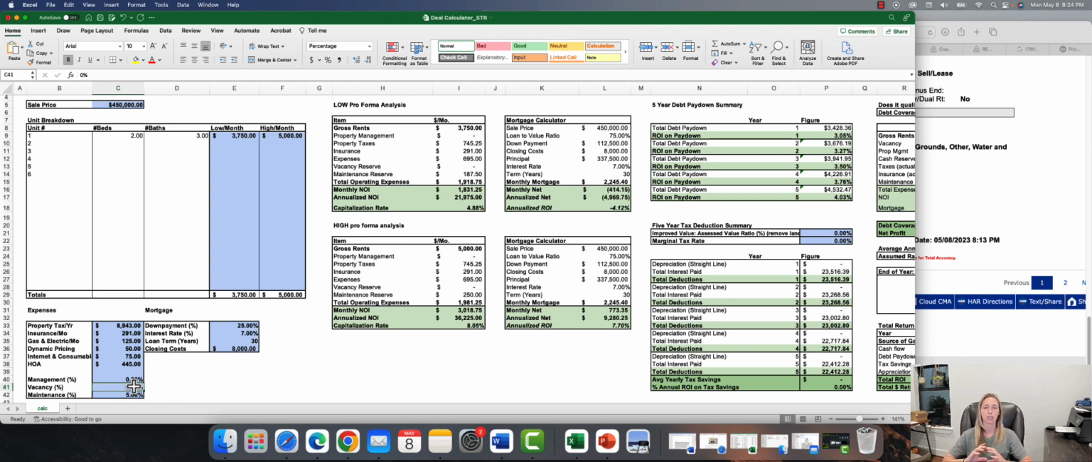Vacancy, that's already calculated in the AirDNA and the PriceLabs estimates. So I leave that at 0%. That's more for long-term rentals, but it's there if you need it.